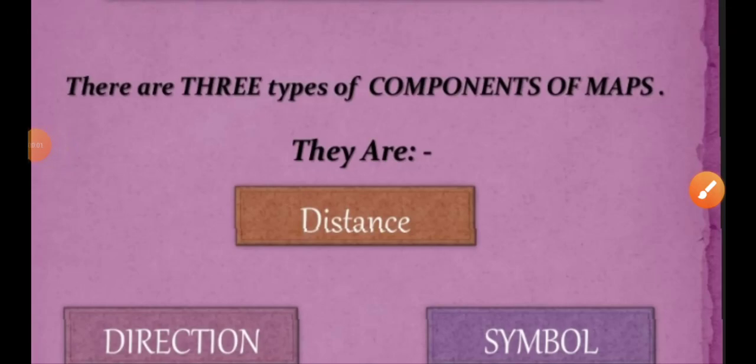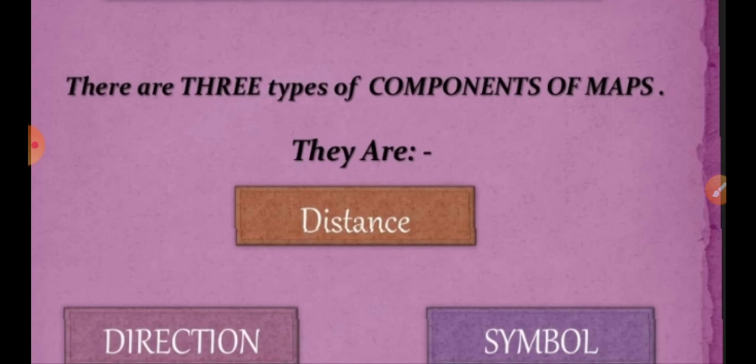Children, in the last class we started a new chapter and discussed very good information about maps, different types of maps, and how they represent the land, the earth. Today we are continuing the lesson.